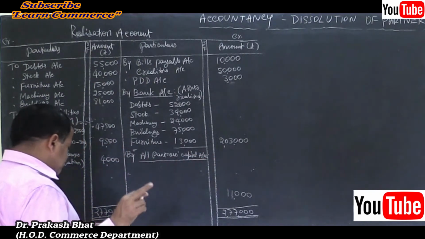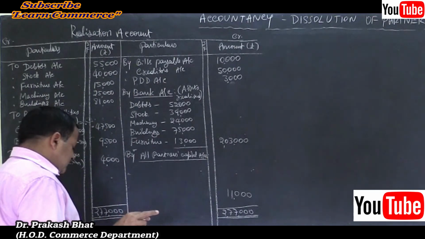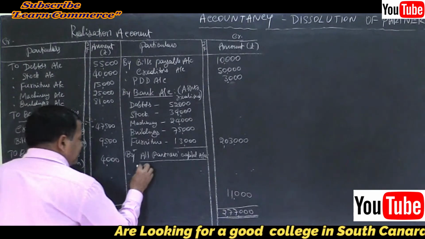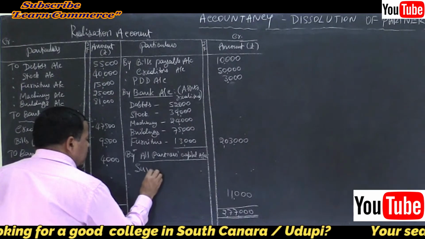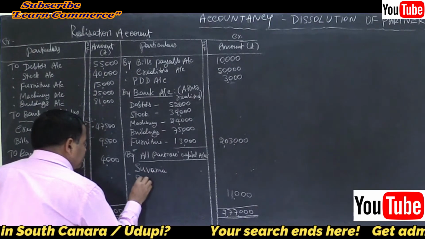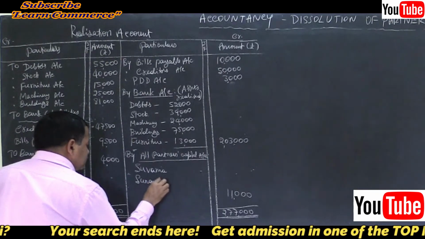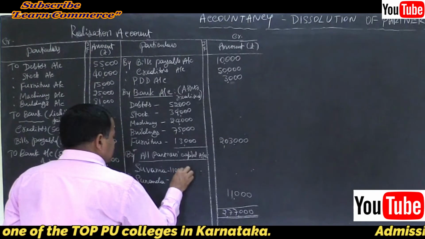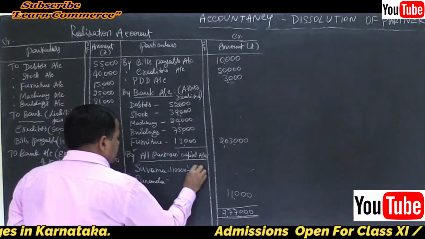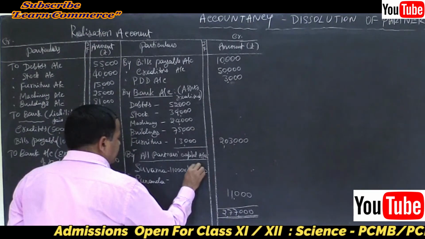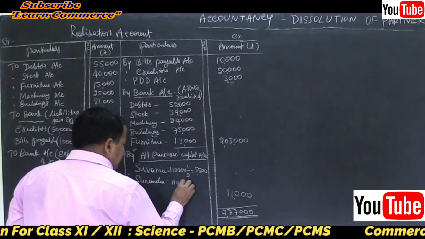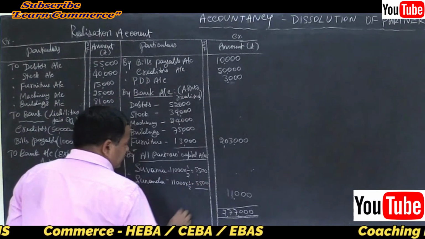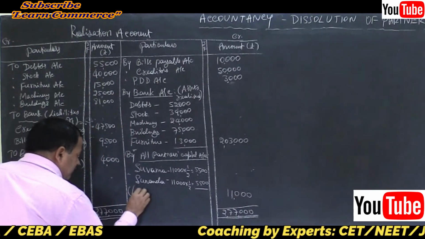Under that there are two partners only, with equal share. The names are Suvarna and Sunanda. Share it among them. 11,000 into 1 by 2 is equal to 5,500. This also again 11,000 into 1 by 2 is equal to 5,500. That's all.